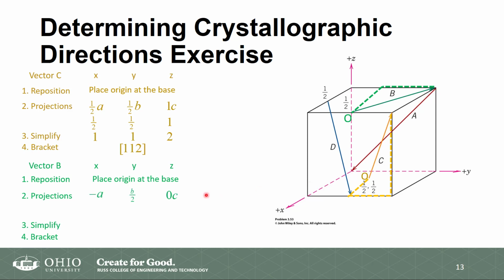And so we end up with these projections, which are negative A, positive B over 2, and 0C. We remove the letters, we end up with negative 1, 1/2, and 0. And then we simplify, and we have negative 2, 1, and 0. And finally, we put them in square brackets. So we have overbar 2, 1, 0. And that represents the crystallographic direction for vector B.